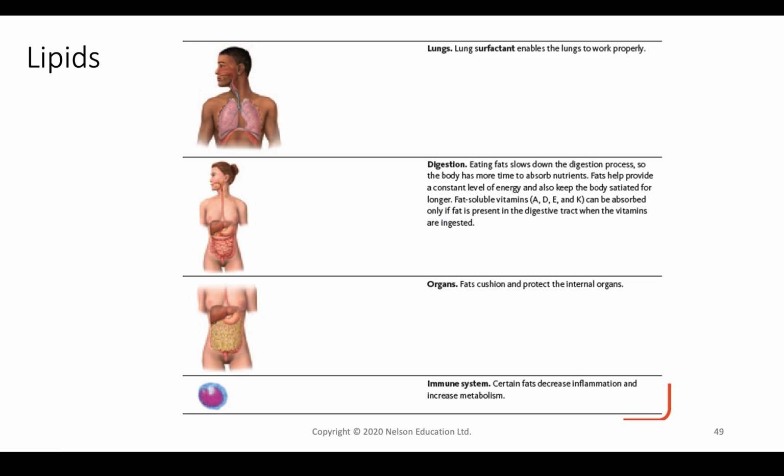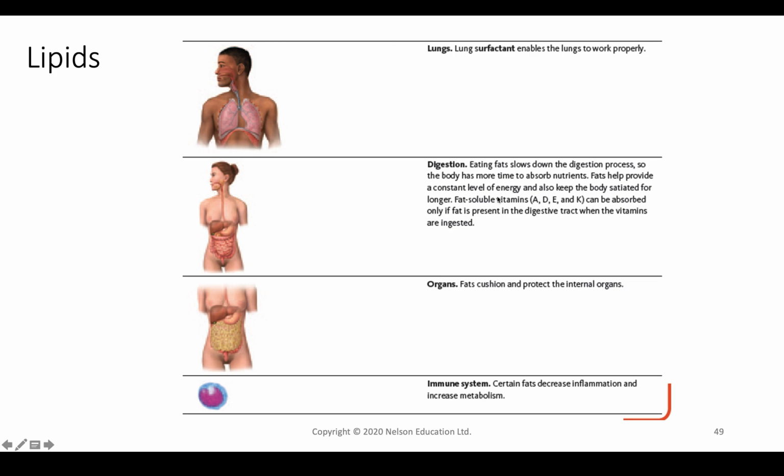So picture that if you're traveling through the small intestines very quickly, you have less time to absorb things through that conveyor belt. But if you're going through it more slowly, that allows more things to be picked out of the small intestines, absorbed, broken down, etc. So fats are going to help with creating energy, so they're going to be an energy source, and also keeping the body satiated for a longer period of time.